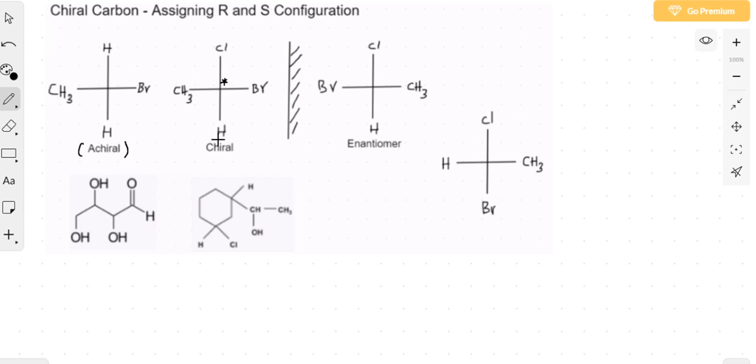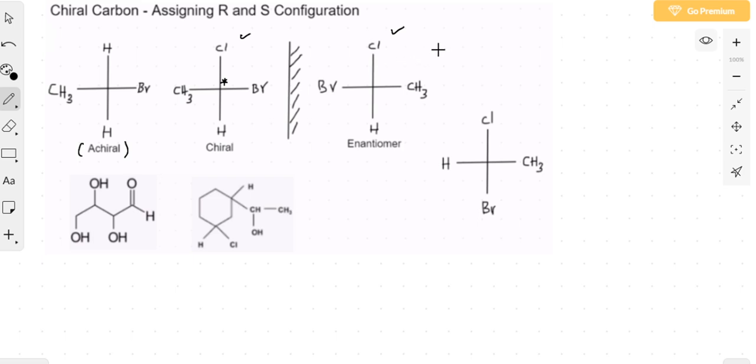What is special about the chiral carbon? They have the ability to rotate plane polarized light, and they give rise to stereoisomers. We call them enantiomers. Enantiomers are nothing but non-superimposable mirror images. So I have drawn the mirror image of this molecule over here, and you could see that if you try to place this molecule over this, it becomes non-superimposable. It is not the same. That is what I mean. Hence, it is an enantiomer.